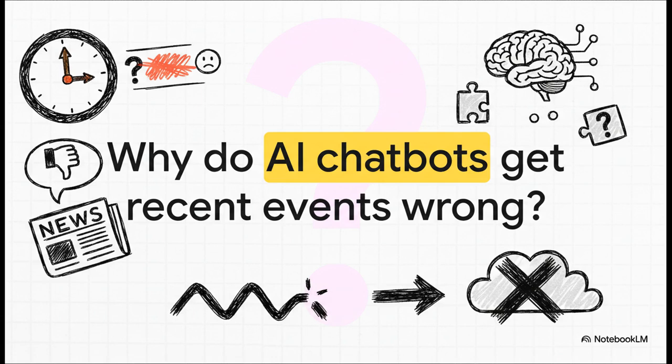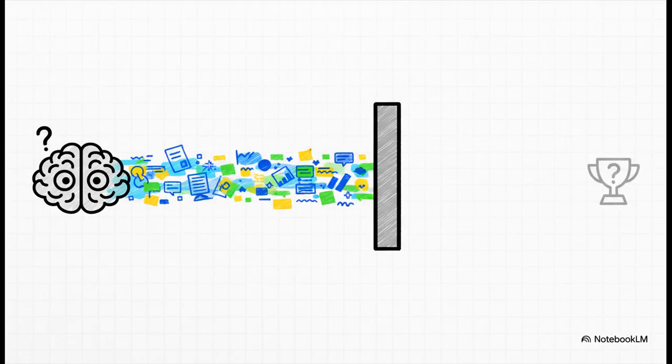All right, let's kick things off with a problem that I bet has frustrated every single one of us. You go to a super smart AI chatbot, you ask it about something that happened just last week, and nothing. It just gives you this digital blank stare. It has absolutely no clue what you're on about. So what's going on there? Why does that happen? Well, the root of the problem is actually pretty simple.